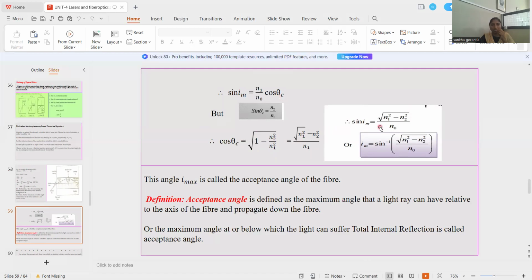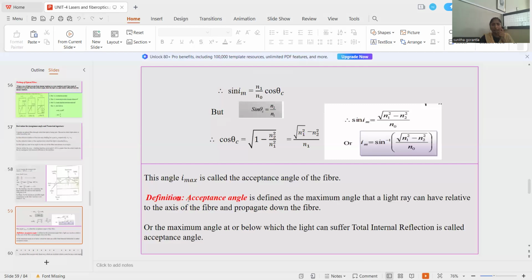Then sin Im is equal to under root of n1 square minus n2 square by n naught, since n1 cancels and n naught remains. From this, the acceptance angle Im is equal to sin inverse of under root of n1 square minus n2 square by n naught. This angle I maximum is called the acceptance angle of the fiber.